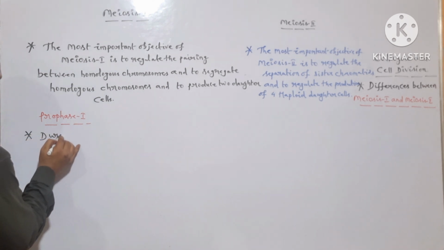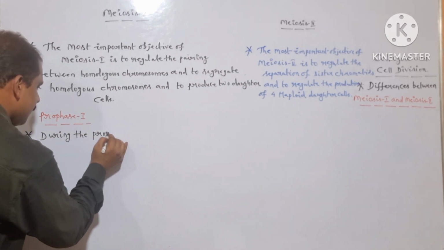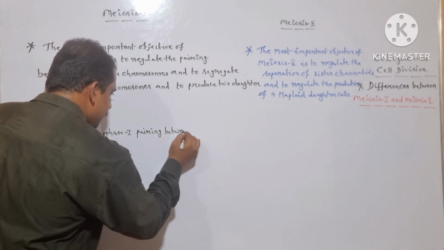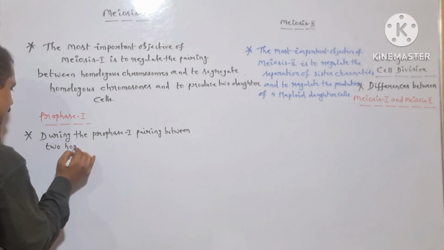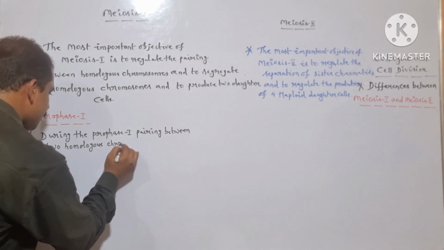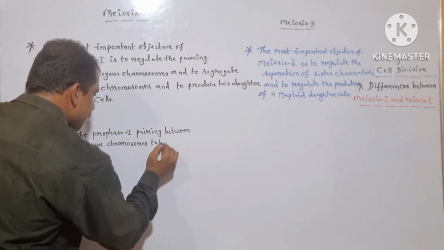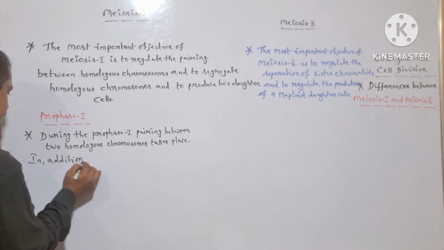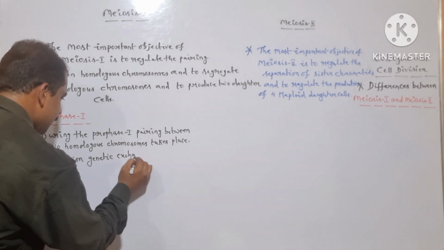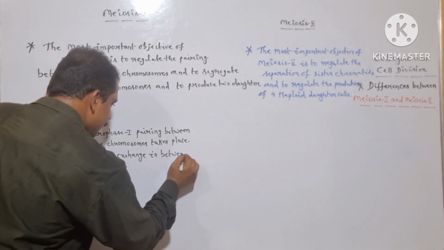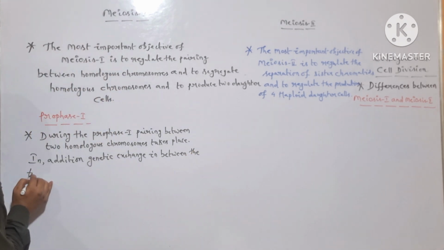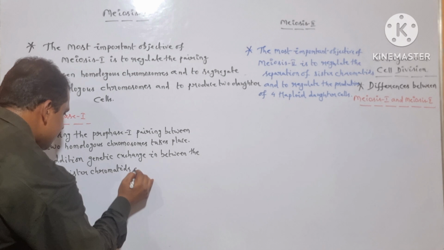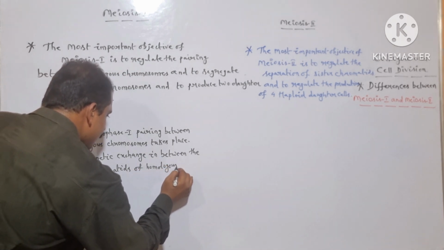During prophase 1, pairing between two homologous chromosomes takes place. And in addition, genetic exchange takes place between the two non-sister chromatids of homologous chromosomes.